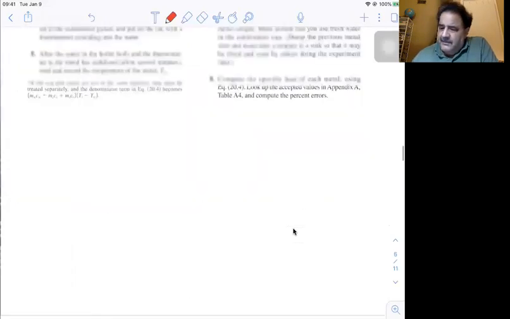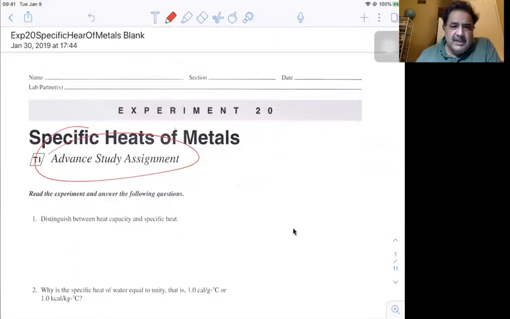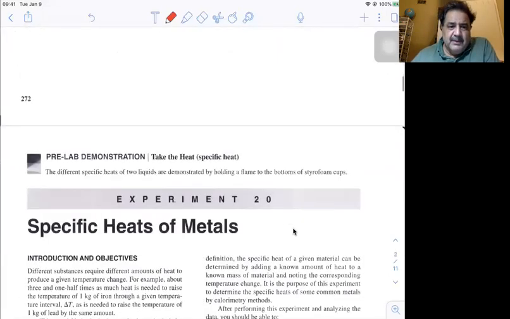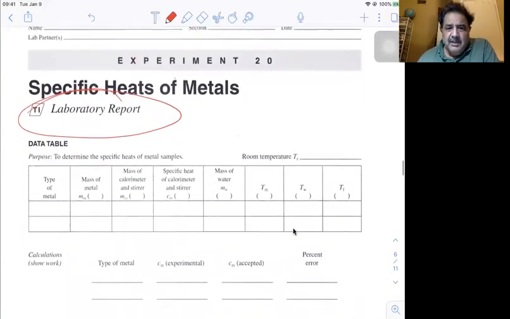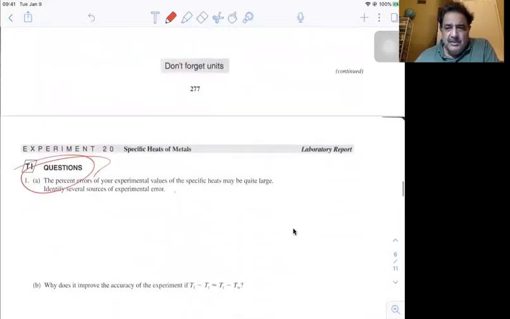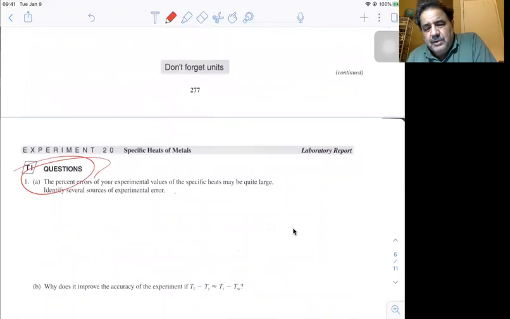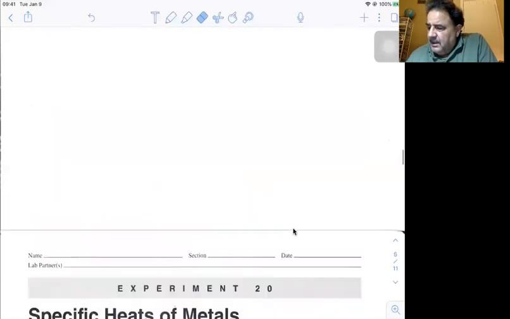So these that I've circled: the advanced study assignment, the data table where you actually take the data, here, the data, and then the questions. So you need those three portions. Now that I'm looking at this, we're only going to do TI experiments. We're not going to do any CI. The CI are the computer instrumented, and we're not doing any of those. So let me erase those, and let's go to the discussion.